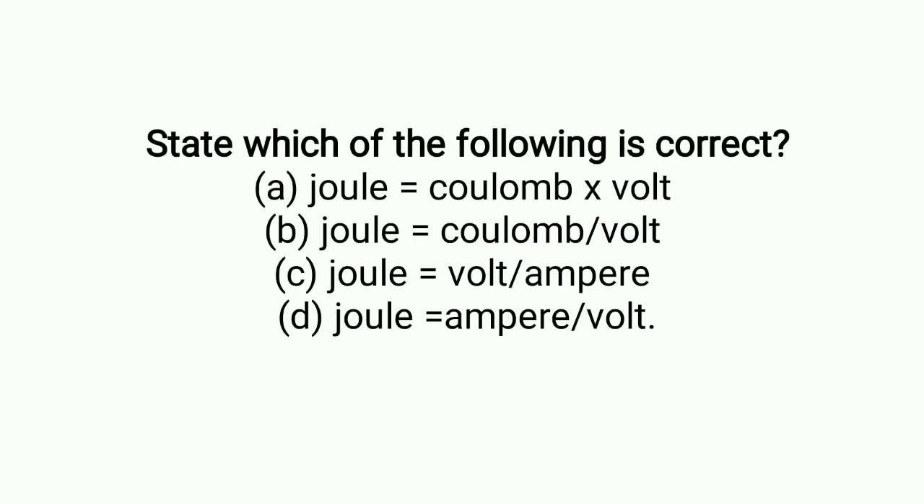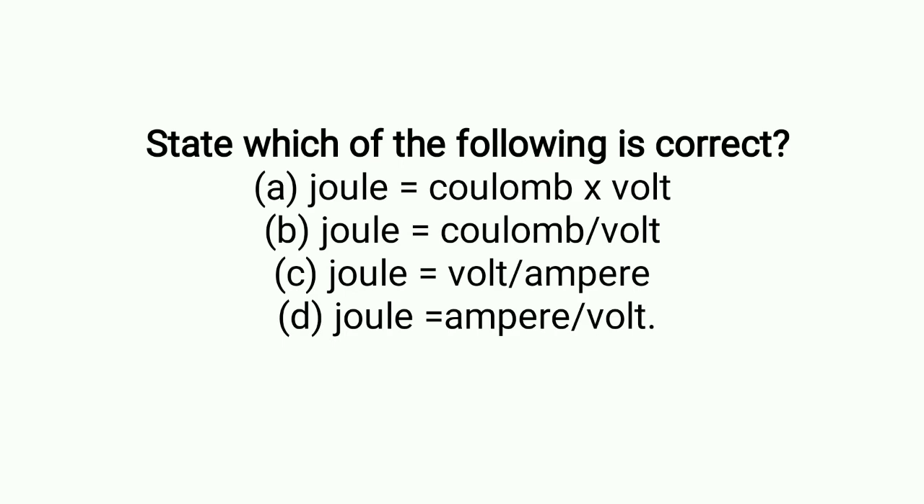Next question. State which of the following is correct. Option A: joule into coulomb, joule is equal to coulomb into volt. Option B: joule is equal to coulomb divided by volt. Option C: joule is equal to volt divided by ampere. Option D: joule is equal to ampere divided by volt.